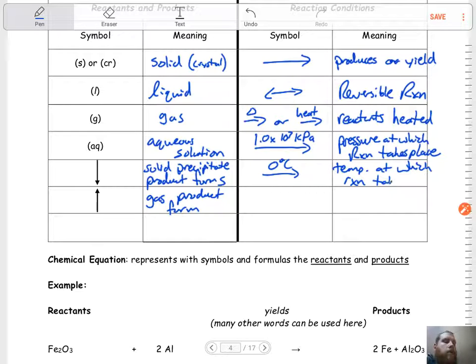And then if you see an arrow with some element on it, it just means that you have a catalyst. When we do reaction rates, we'll talk more about catalysts. And then this last one. Okay, if you see this thing called the symbol for an electron on the bottom, it means you have electrolysis, where something is decomposing through the use of electricity.